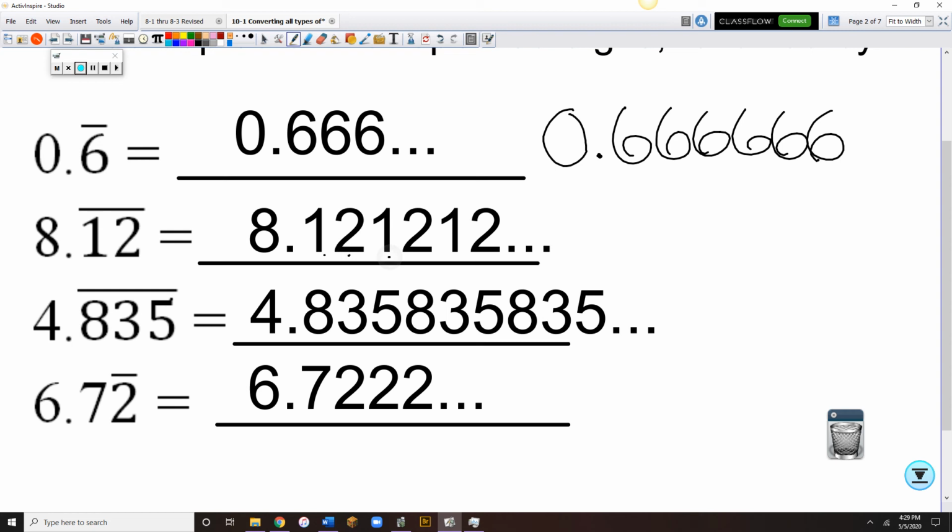8.121212, that's already 6 place values, so I'm not going to change that. The next one is 4.835835. For the purposes of our assignment, like I said, we're going to find the decimal point and go 6 numbers after that. The 4 does not count as one of our 6. It's 6 numbers after the decimal. For 6.7222, I would need 2 more 2s to make 6 place values after the decimal. So that's what we're going to do for our Classkick, just to keep it consistent with other things that we're going to be doing.